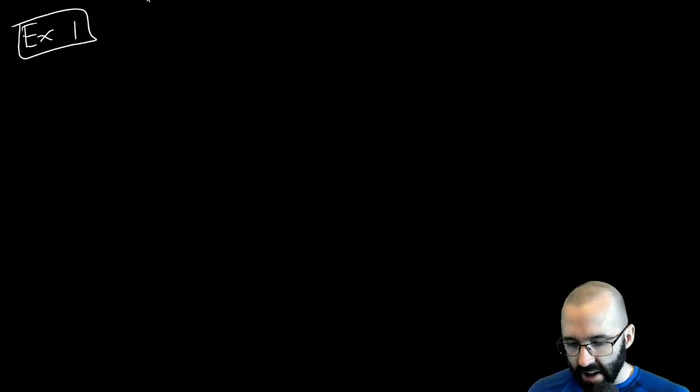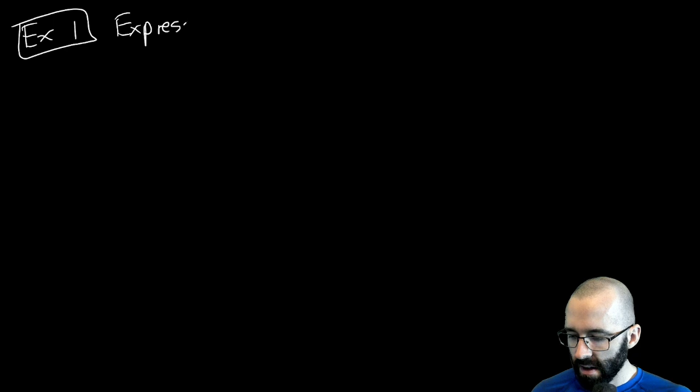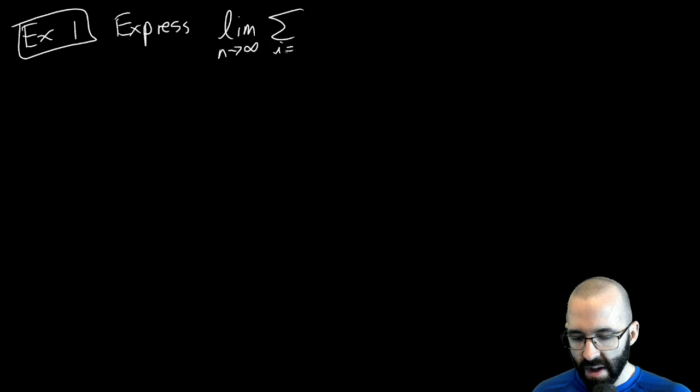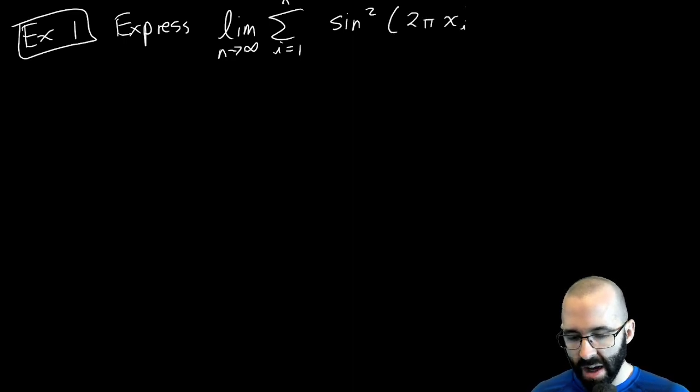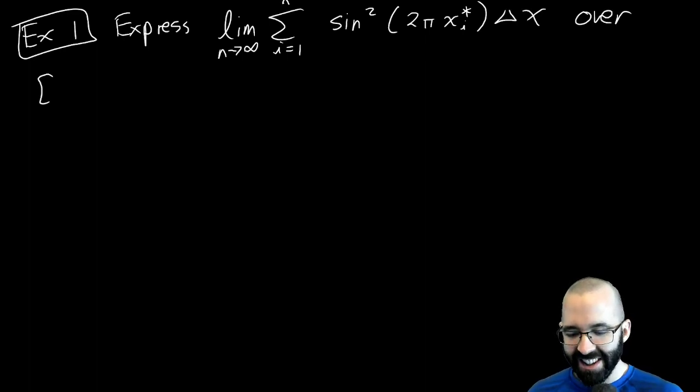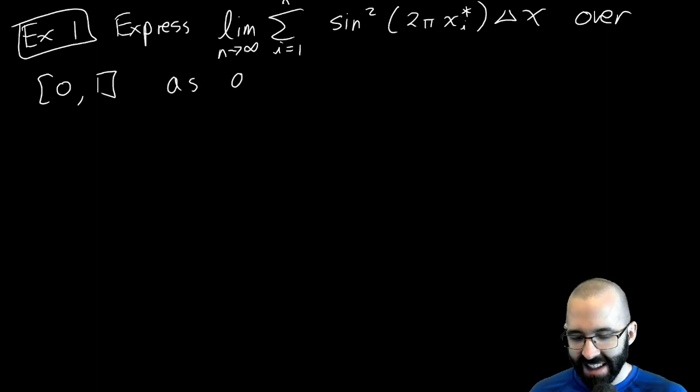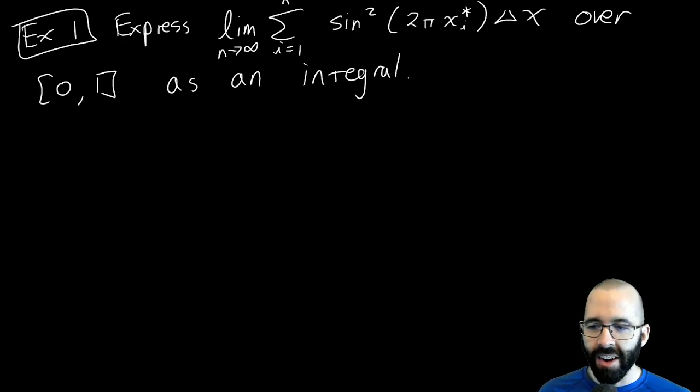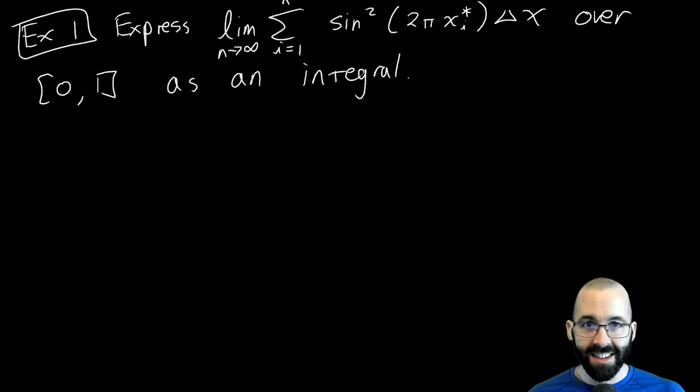Okay, so example 1. This is actually number 62 in the textbook. If you would like, express the limit as n goes to infinity of the sum i equals 1 to n of sine squared of 2 pi x sub i star delta x over the interval from 0 to 1 as an integral. So right off the bat, this looks way harder than it actually is.